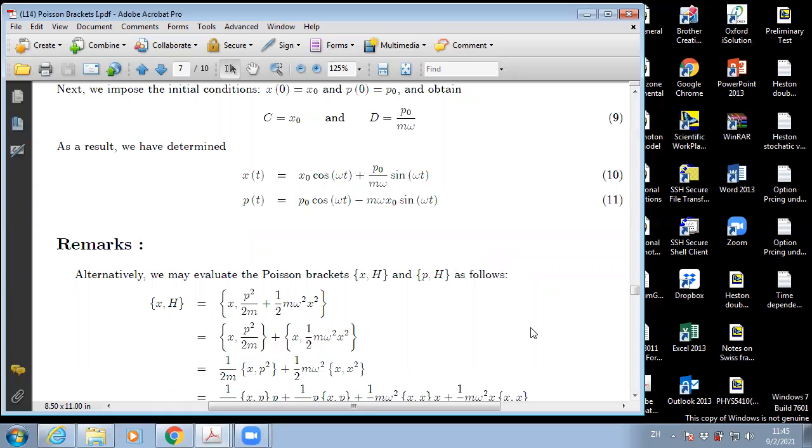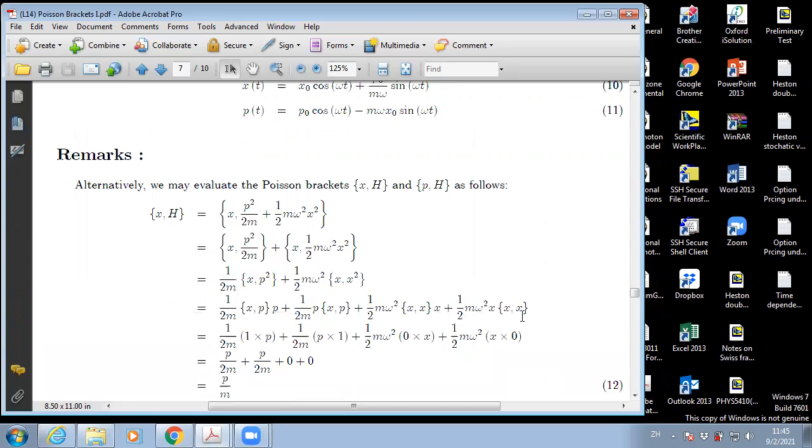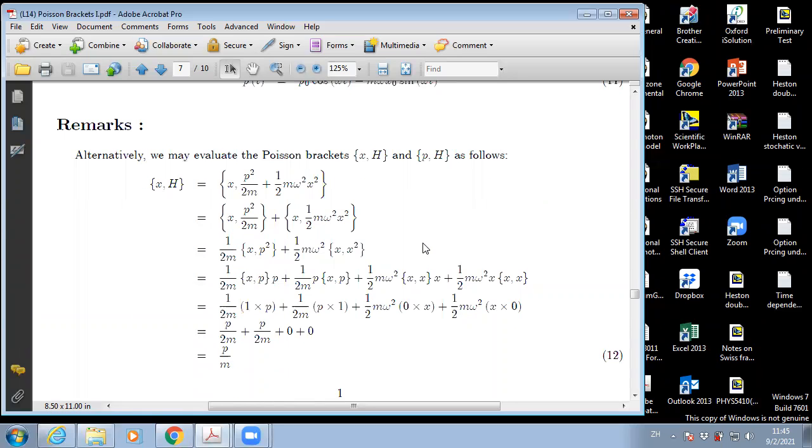Now, alternatively, if we are interested in x and p, and we do not care about the definition of the Poisson bracket, but we know the arithmetics associated with the Poisson brackets. All right. So the Poisson bracket between x and H, how can we determine it? We apply the distributive law of addition for the Poisson bracket, so we have two terms instead.